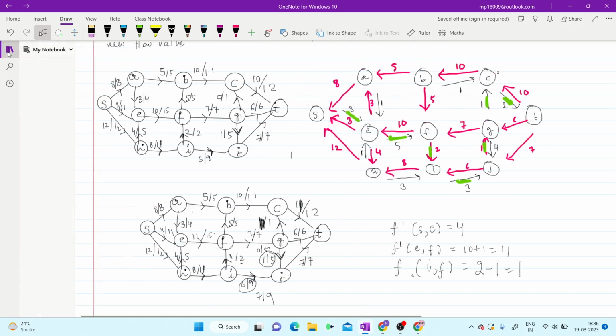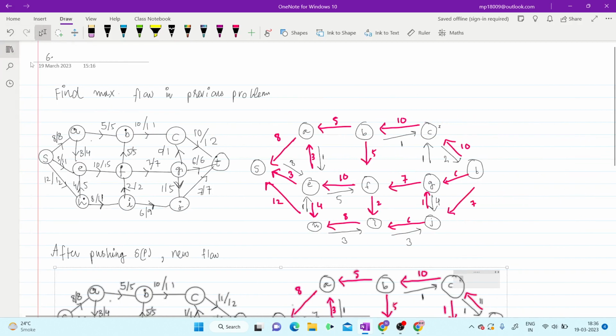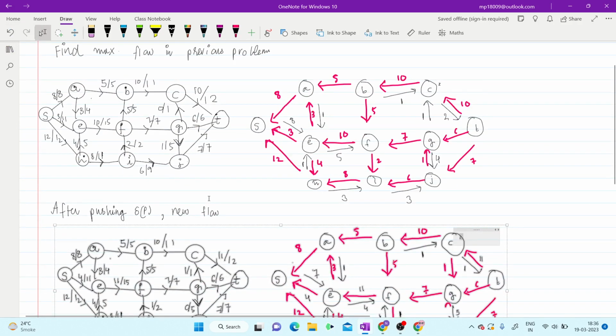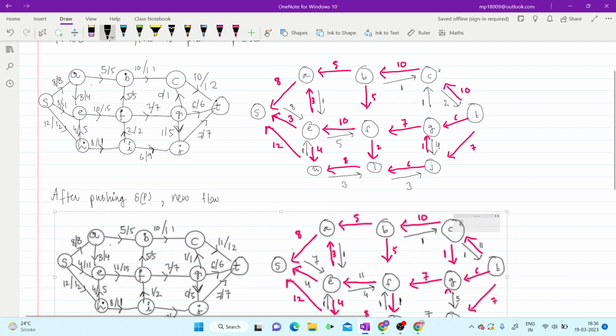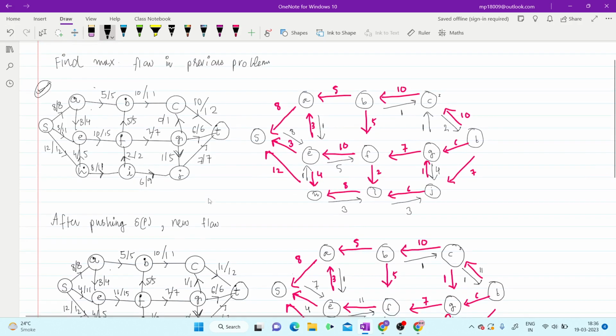If everyone's fine, then let's move to the next question. Now we have to find the maximum flow in the previous problem. First I have recalled what the state was. This was our initial flow that we were given. From this initial flow we are trying to find the maximum flow. So what is the algorithm? Given an initial flow, construct a residual flow diagram. After constructing the residual flow diagram, the next step was to find the augmenting path.